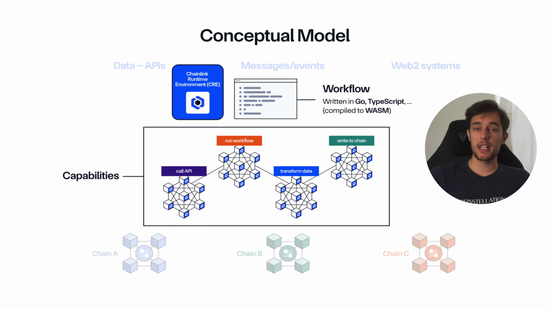Through CRE, Chainlink is unlocking what it calls limitless developer innovation. Instead of only using predefined services, developers can now create custom workflows using capabilities that include off-chain data access, automation, cross-chain computation, and compliance functionalities. Chainlink plans to support multiple programming languages for workflow development, such as Go and TypeScript, which will be compiled into WebAssembly for execution on Chainlink nodes. By giving developers the ability to use familiar programming languages, CRE lowers the barrier to entry and makes it easier for newcomers to start building decentralized applications.